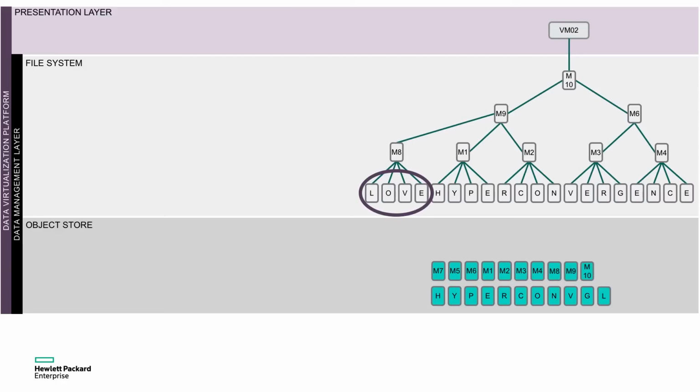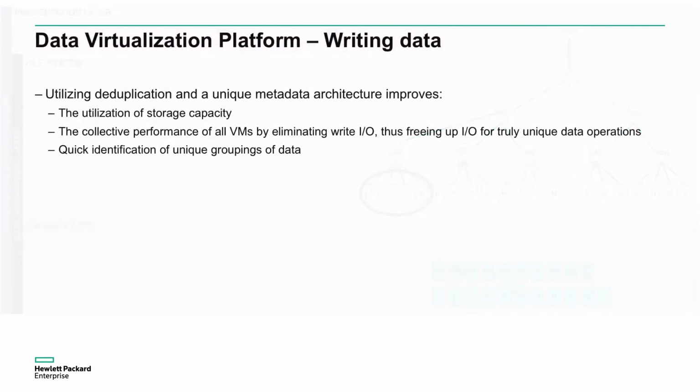In this way, we can see that the upper level pieces of metadata can be used to identify unique combinations of metadata and data that exist below them. M7 continues to identify hyperconvergence, and M10 is used to identify love hyperconvergence. Using this unique approach to data virtualization, HPE SimpliVity can improve the utilization of storage capacity, but more importantly can reduce the overall I/O, thus improving performance across all VMs. Describing large groupings of data with metadata enables our unique ability to quickly identify the underlying data.